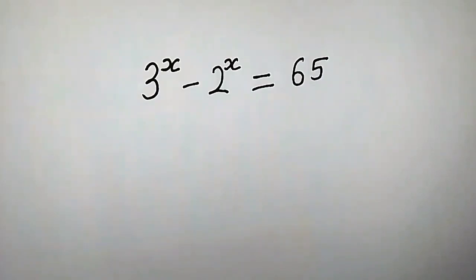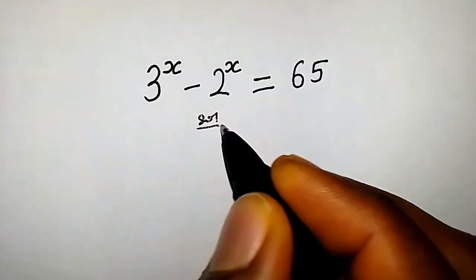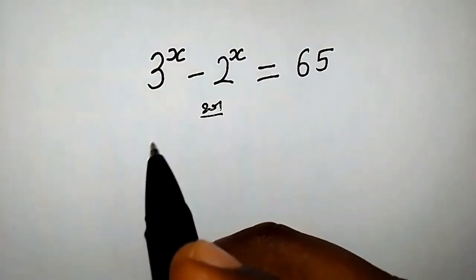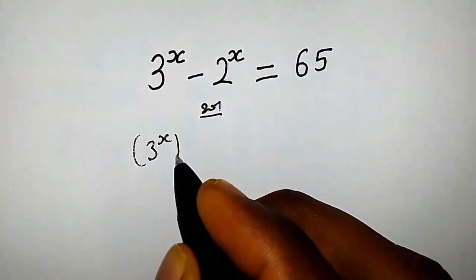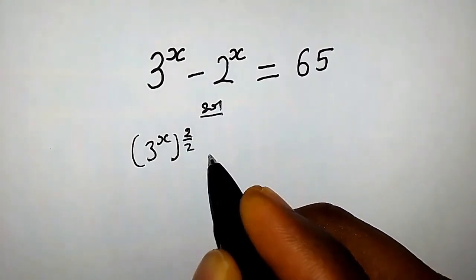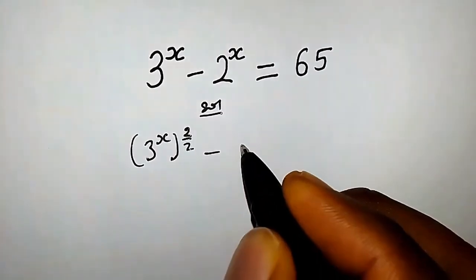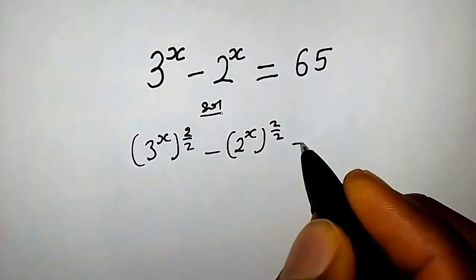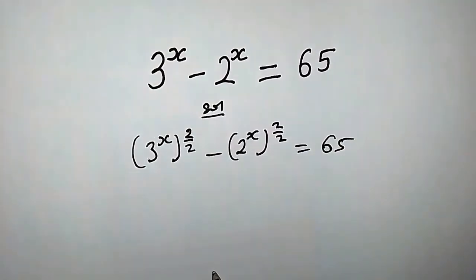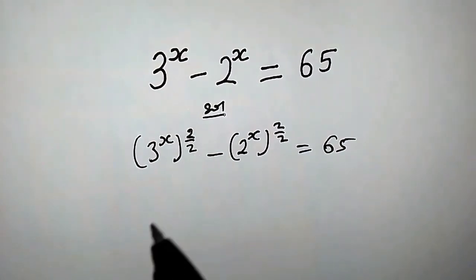How do we solve for x in this equation? Solution. Let's consider the left hand side. 3 to the power of x could be written as 3 to the power of x times 2 over 2, minus, likewise this one could be written as 2 to the power of x times 2 over 2, equals 65. Nothing has changed because 2 over 2 will just give 1.